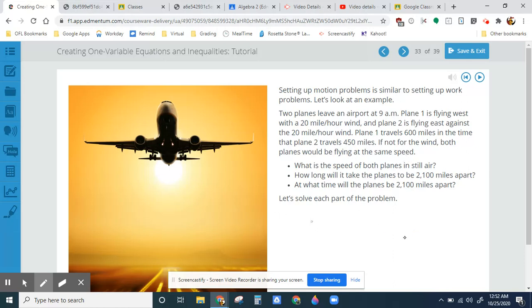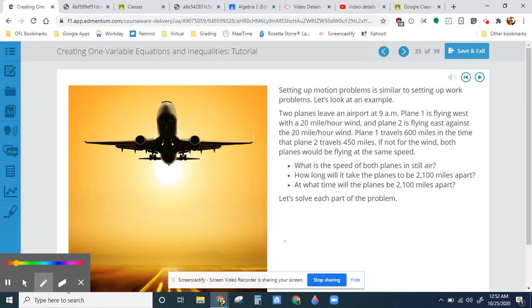And a friend of mine who's a pilot taught me this. A headwind means you're fighting against the wind. A tailwind means you're getting that boost from the wind. So that's how pilots calculate how they're going to fly. Okay, so how long will it take them to be that many miles apart? All right, cool. So we kind of have to think about this.